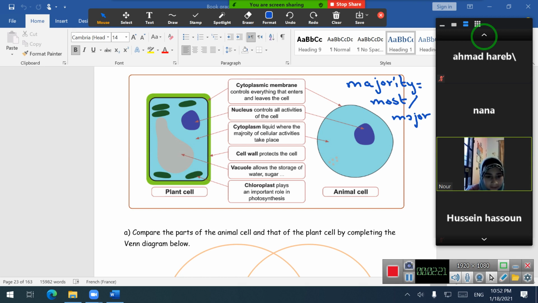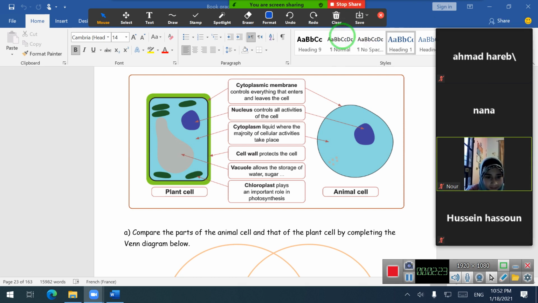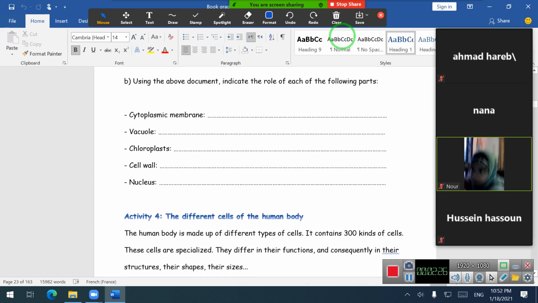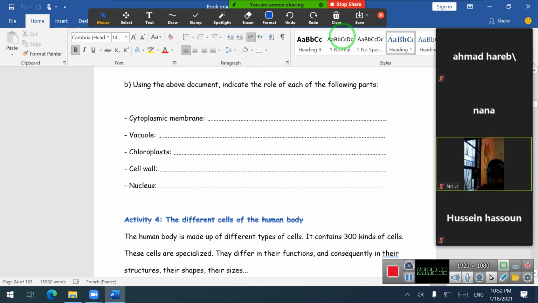Excellent. Now, by using this information, please mention, using the above document, the role of each of the following parts. Please, you have just 1 minute in order to find out the role of each part using the above document. Please start writing.